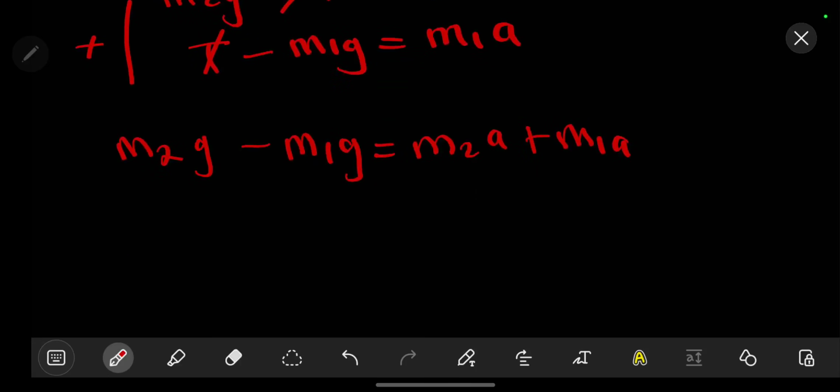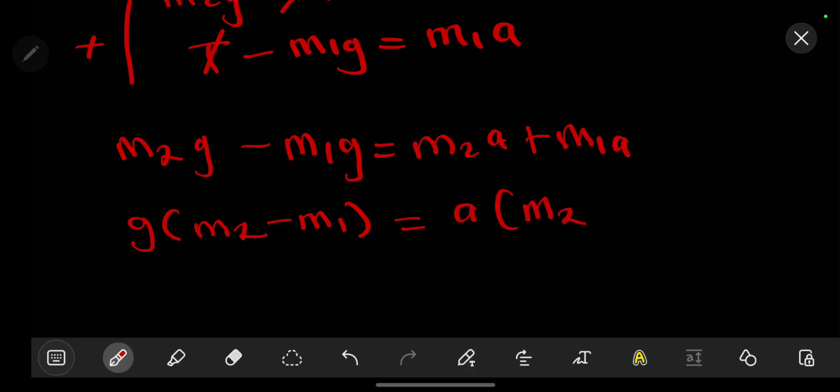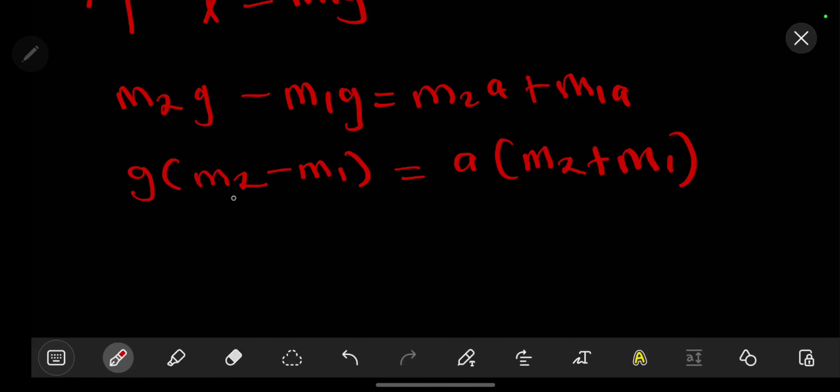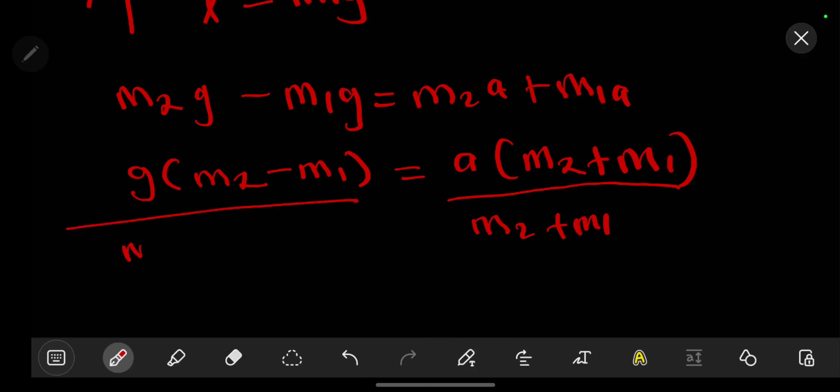So from here, what we can do is just factorize the G. So G is common. What we are remaining with is our M2 minus our M1, which should be equal to, even here A is common, so we have our A, open brackets, M2 plus our M1, like that. Then we are going to divide by M2 plus our M1 over M2 plus our M1, like that.